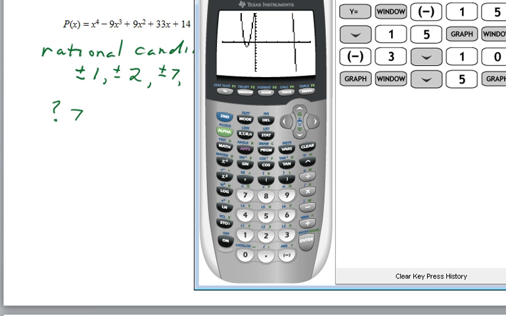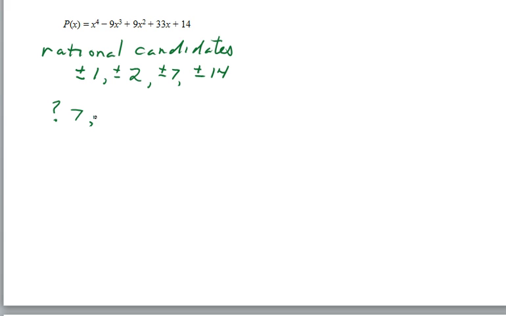So 1, 2, 3, 4. Looks like we've got a 0 between 3 and 4. And over on the left side, I think there might be a rational 0 at negative 1. The other two look as if they are going to be irrational zeros. So let's use synthetic division to see if we're on the right track here.